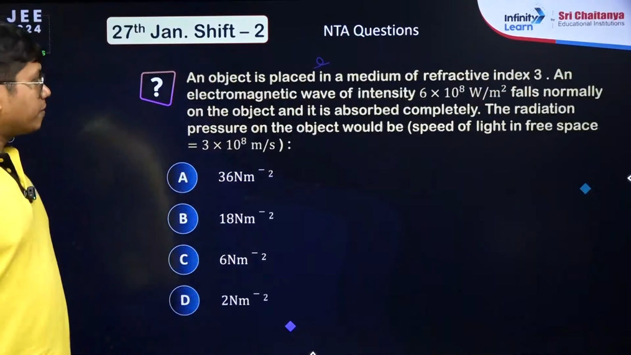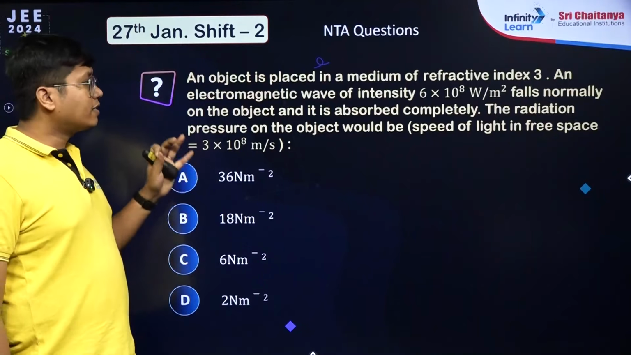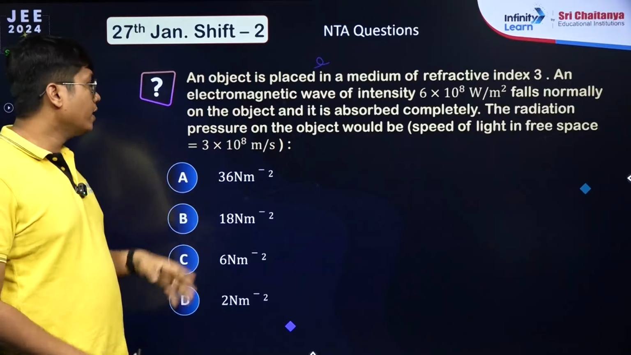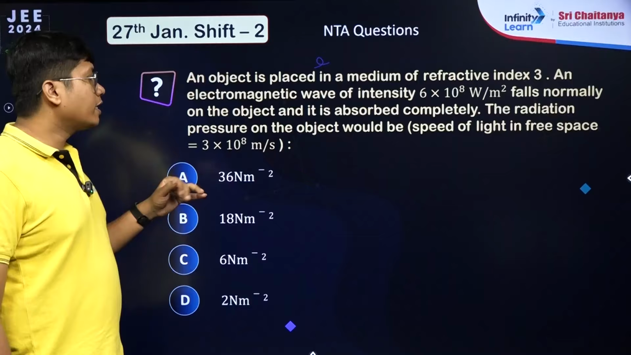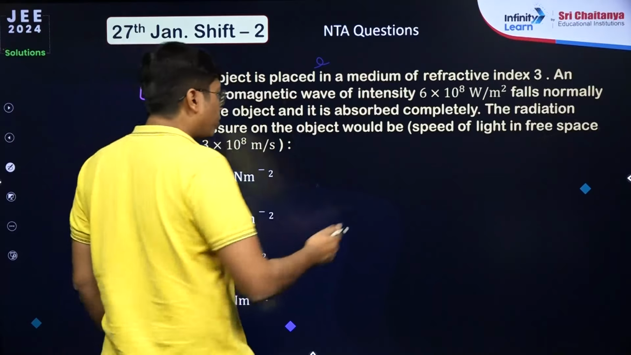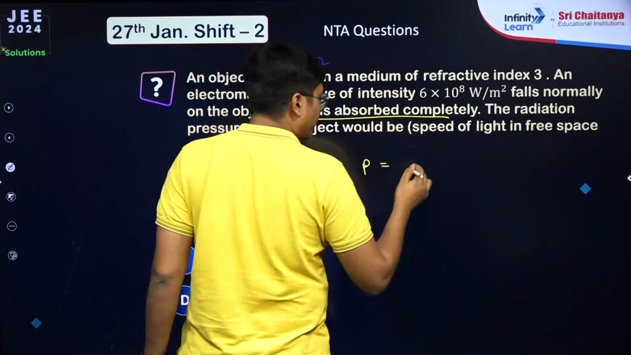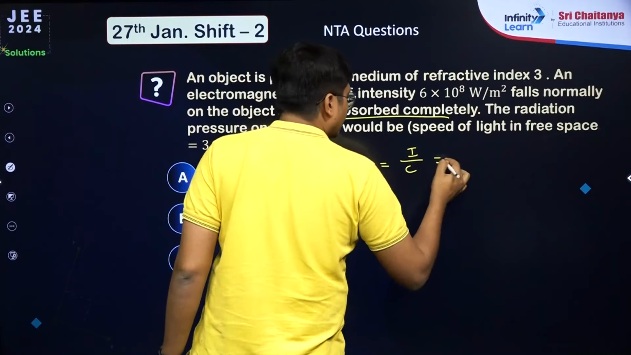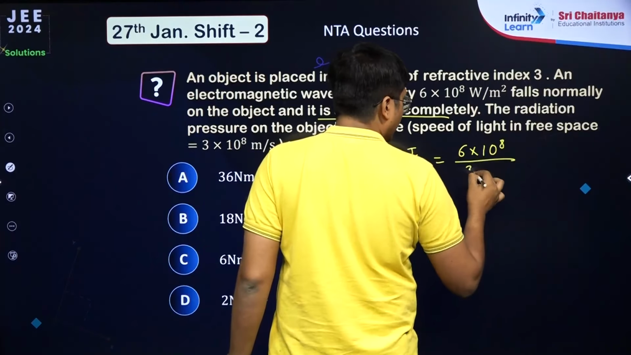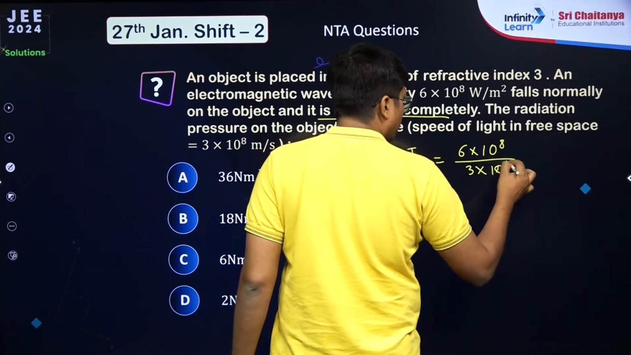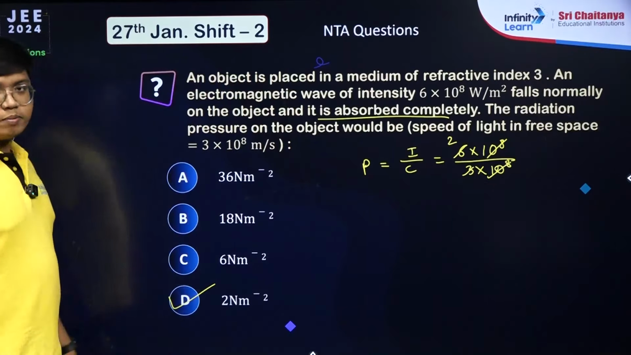Next one says an object is placed in a medium of refractive index 3. An electromagnetic wave of intensity 6 into 10 to the power 8 watt per meter square falls normally on the object and it is absorbed completely. The radiation pressure of the object is going to be what? So this is a direct formula for radiation pressure for a perfectly absorbed electromagnetic wave. It is just intensity by the speed of light, 6 into 10 to the power 8 divided by the speed of light, 3 into 10 to the power 8. Cancel it out. So it is 2 Newton per meter square.